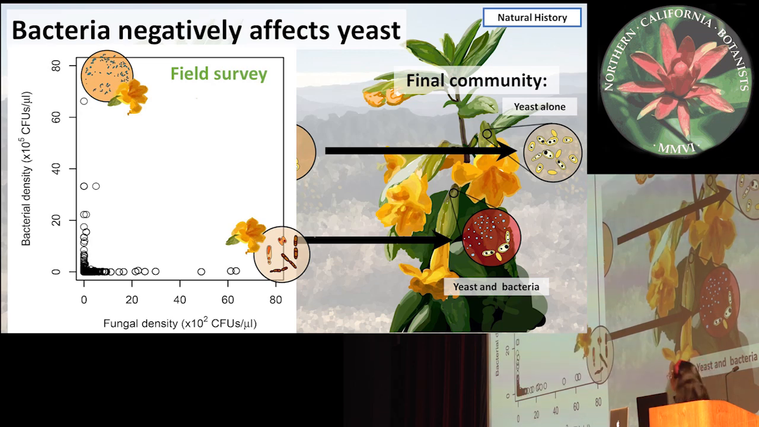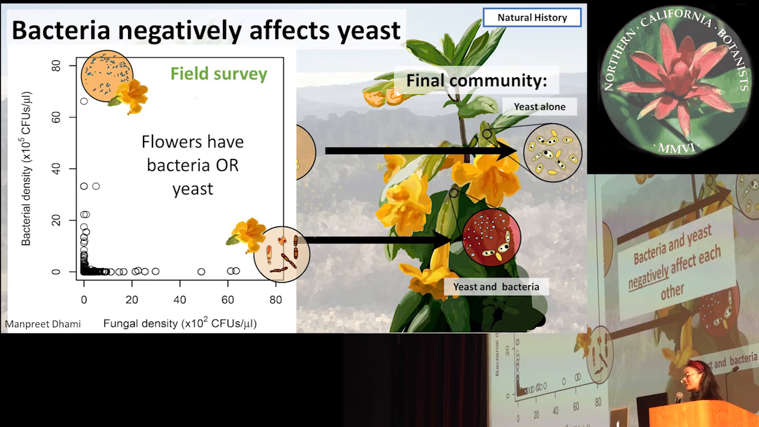And what we see is we either get plants that are dominated by bacteria or dominated by yeast, but very rarely, if ever, do we get flowers that have both bacteria and yeast. And so what this suggests is that bacteria and yeast might be negatively affecting one another inside of flowers.